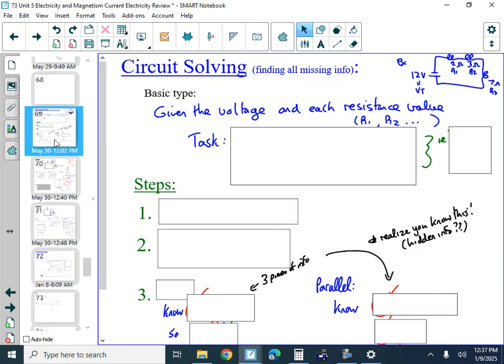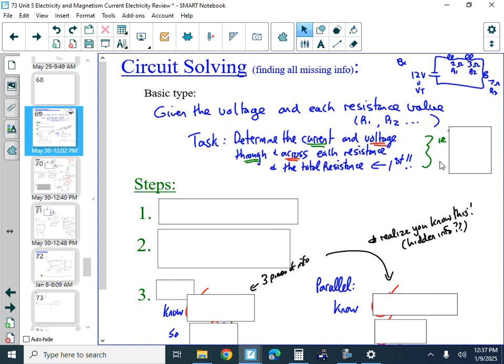All right, so this is the one I want to make sure we're good with. It's a review from grade 9, but that's a little while ago, and you may not have even seen it then. So here we go. We're going to be starting out. Our first task is going to be you're going to be given the voltage and the resistance of each resistor, and you need to figure out what the current is and what the voltage is everywhere, because that's important, right? You need to know how much energy each device is getting and be able to design a circuit to operate properly, right? So determine the current and the voltage everywhere in a circuit. In other words, solve the circuit.